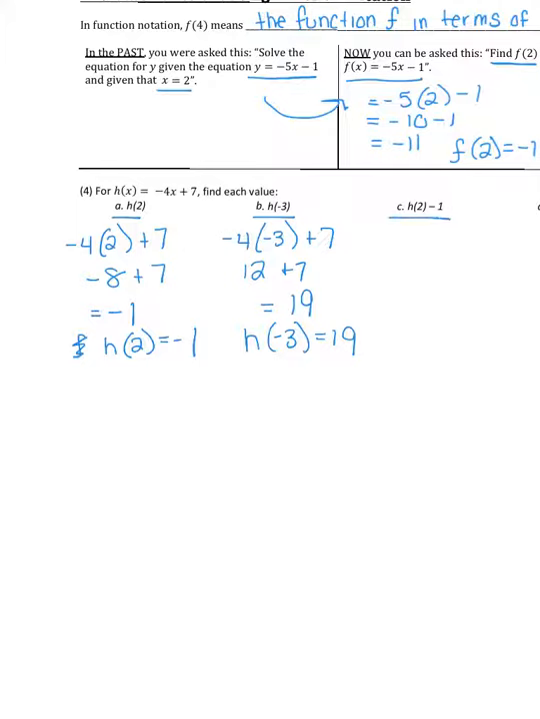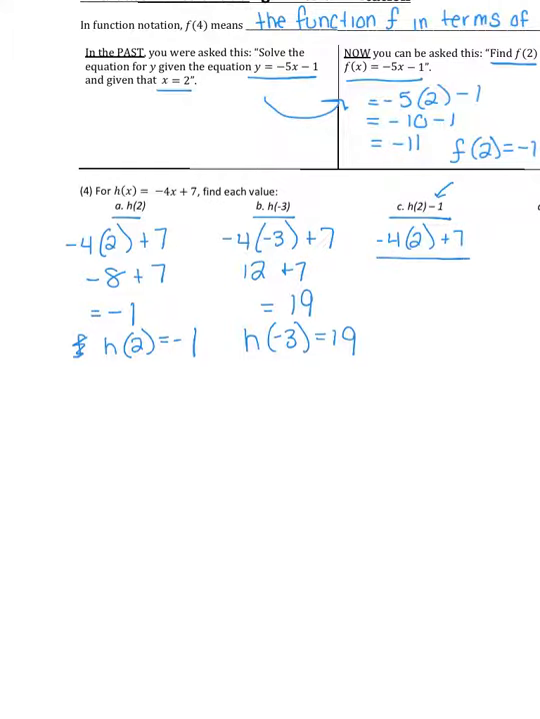Now this looks a little different. Notice how this minus 1 is on the outside of the parentheses. What that means is we're going to do that after the 4x plus 7 part of the equation. So I would do negative 4 times 2, plugging in 2 for x, and then I'm adding 7, right?